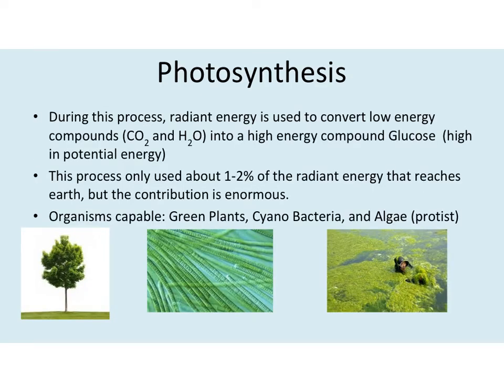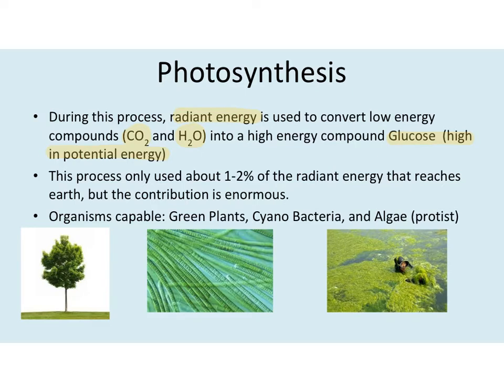Okay, so just simply going over photosynthesis, during this process, radiant energy, otherwise known as light energy, so it's kind of a combination of light and heat, is used to convert low energy compounds, CO2 and water, these really simple molecules, into a high energy compound, glucose. And this glucose is really more complicated, and inside all of those bonds is all of the energy that used to be in the sunlight, now trapped inside these bonds.